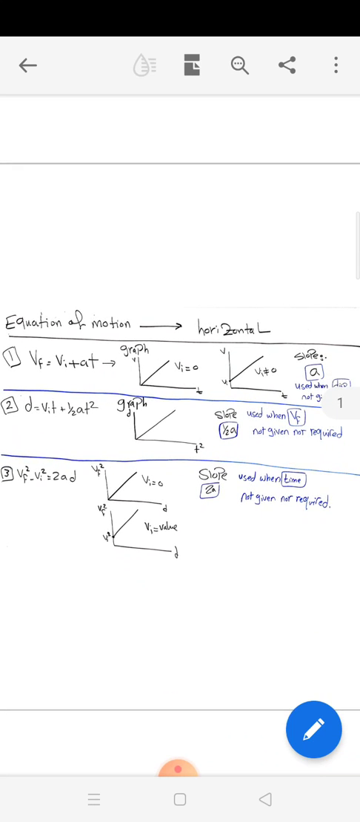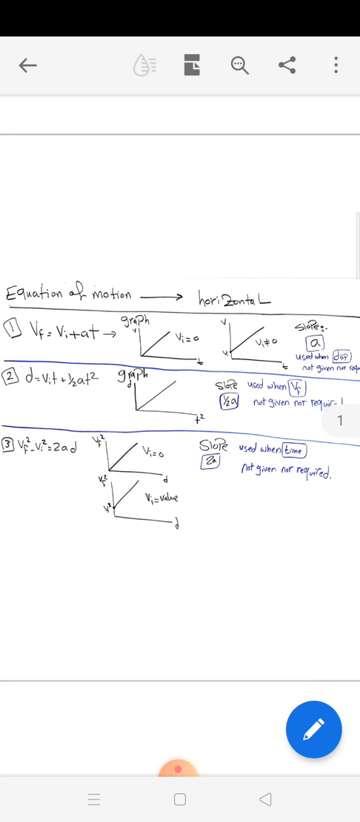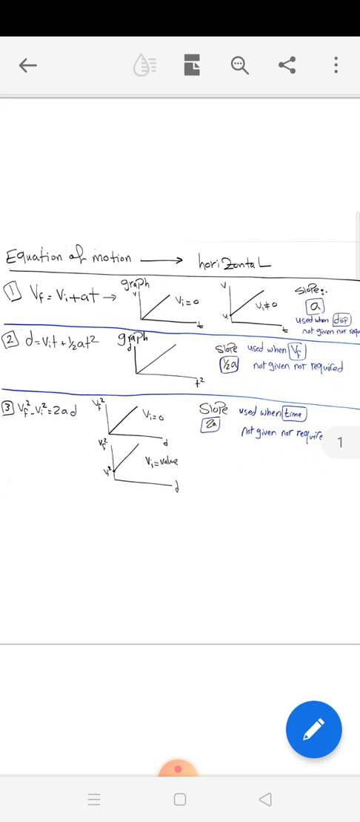For the second equation of motion, d equals v initial times time plus half a t squared, the graph is between displacement and the square of the time. It will start from the origin in all cases. The slope is the coefficient of the x-axis, which is the square of the time, so the slope will equal half acceleration. It is used when v final, or the final velocity, is not given or not required.